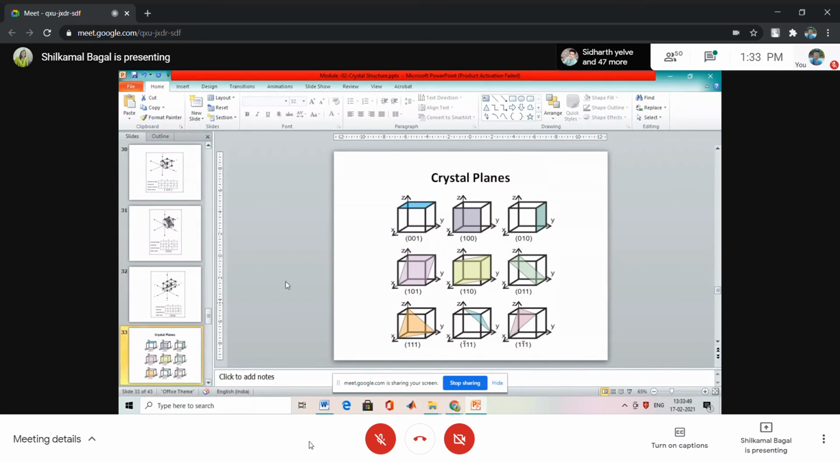Now see the next. See, first plane. Indices of this plane are 0, 0, 1. कैसे देखो? This plane is at the top face of unit cell. Okay, so top face of unit cell. What will be the A intercept of this plane? Anyone? Intercept on axis A or X of this plane? क्या होगा?